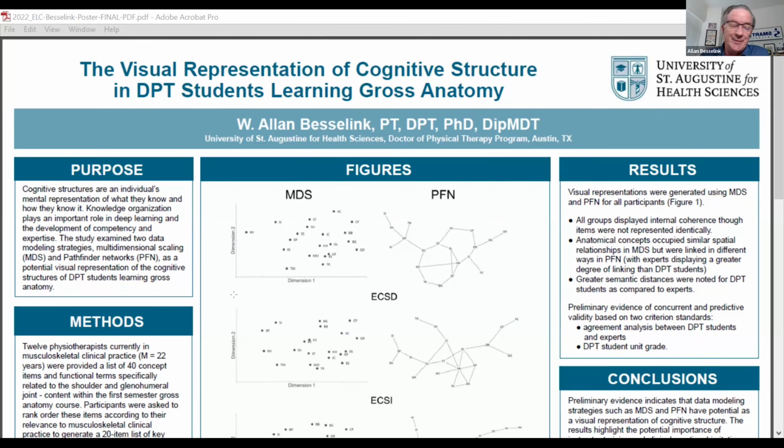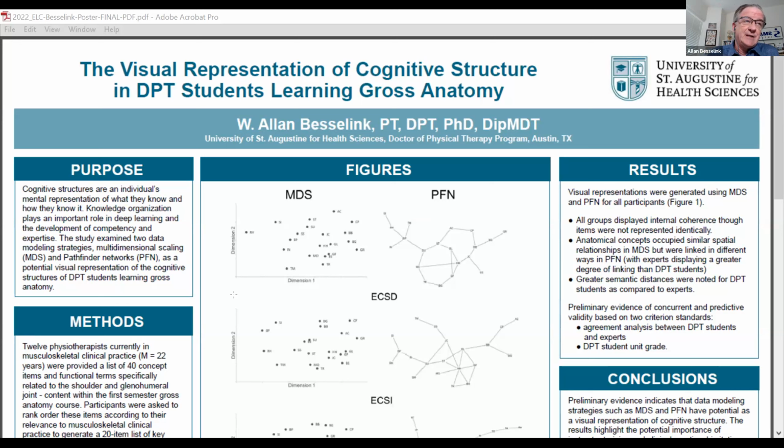There is a lot of debate in the literature with regards to anatomical knowledge retention, with the focus of anatomy education being mostly on the what they learn as opposed to the how they learn. And so my research has gone into several different aspects with regards to the how they learn. And part of that is cognitive structure and its visual representation.